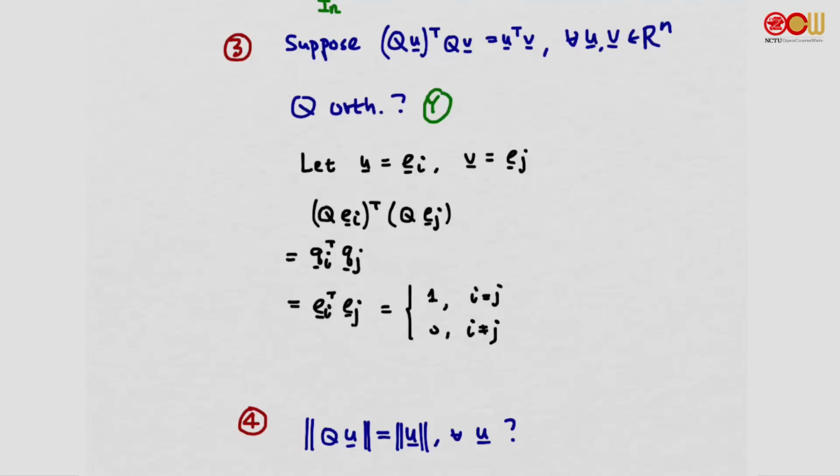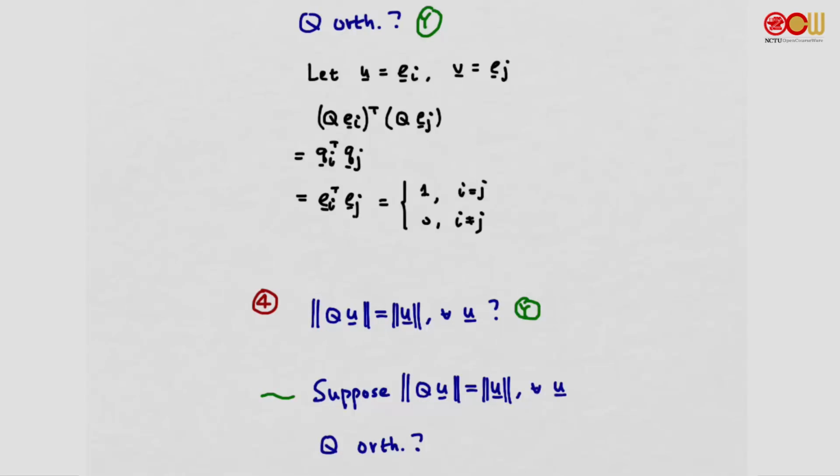Now, if Q is orthogonal, does that mean it preserves norm? That means the norm of QU is the same as the norm of U for all U. Is this true? Can we use the third property in this case? And that's the case, right? If we just choose V to be the same as U, then we get this property.